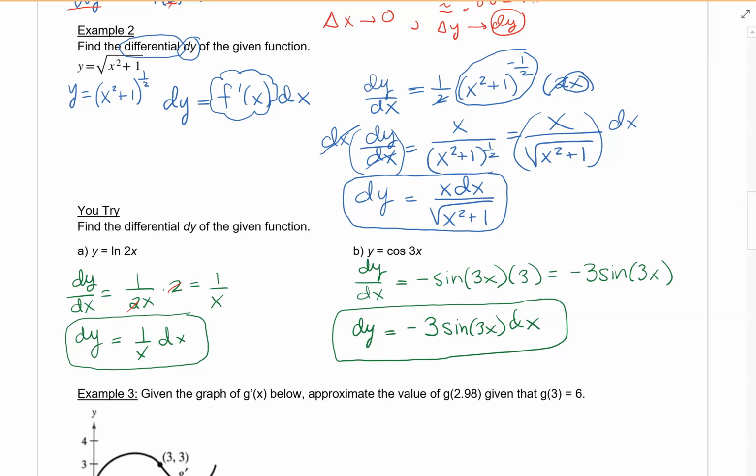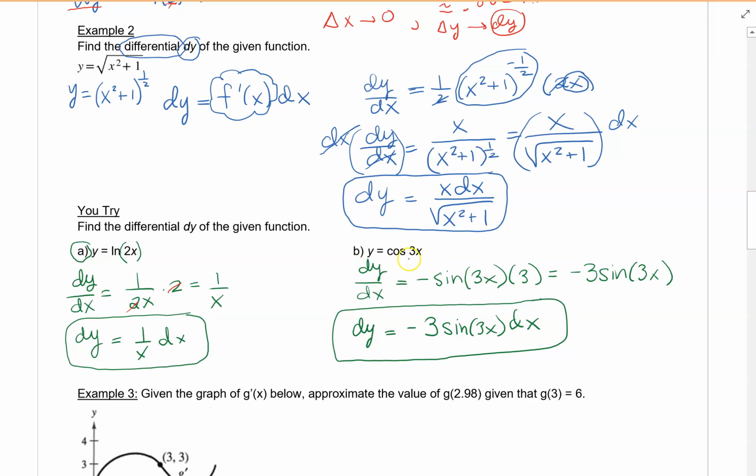Okay, so in part A, I'm just taking the derivative of ln of 2x. So I begin by just finding that. And the derivative of ln of something is always 1 over that thing. But then I had to multiply by 2 because of the chain rule. And then those 2's canceled out. And so I just had the derivative of 1 over x. Or the derivative was equal to 1 over x. So then the differential for y is just that derivative times dx.